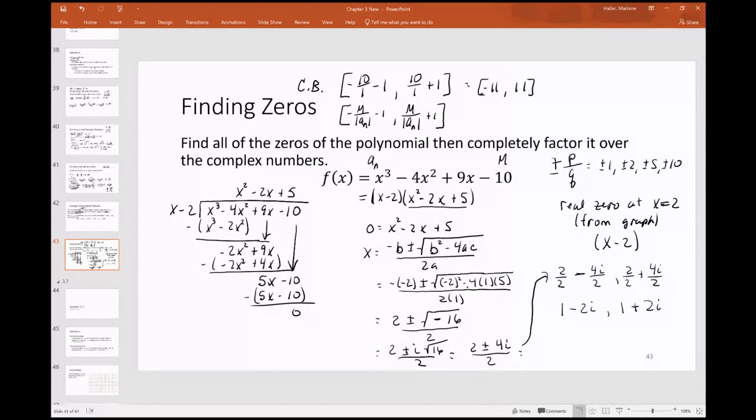So what are all the zeros here? The zeros of f of x are 1 minus 2i, 1 plus 2i, and then what was that real zero? We can't forget him, 2. There are 3 zeros. What is the degree of the polynomial? 3. So of course there's exactly 3 zeros. Okay, that ends the lecture.